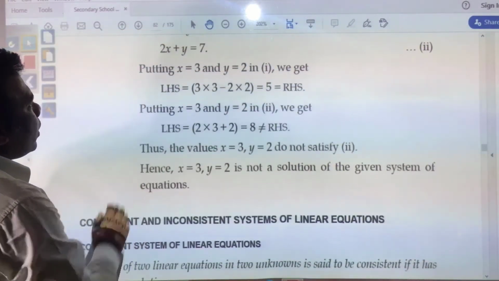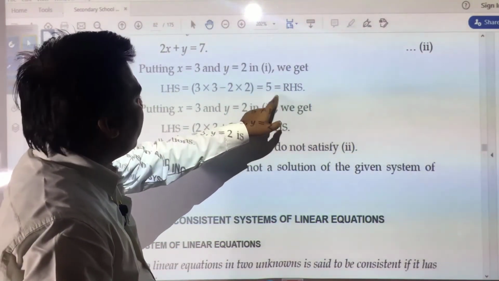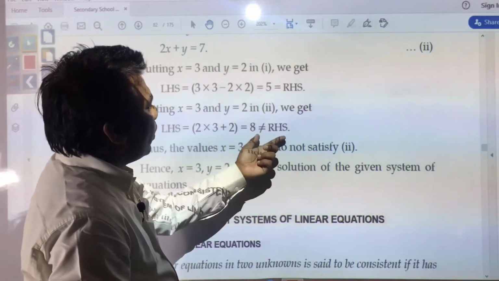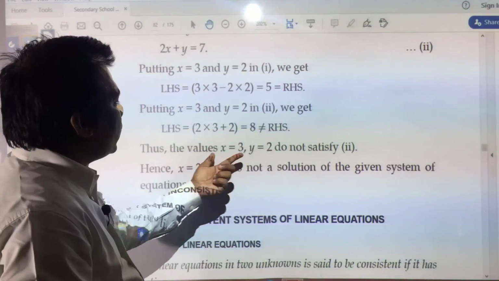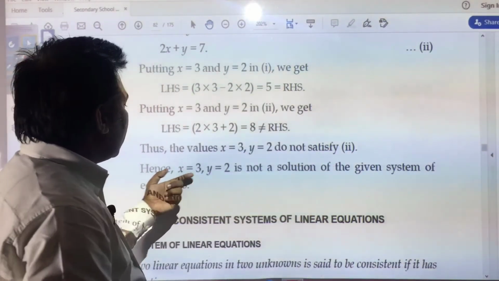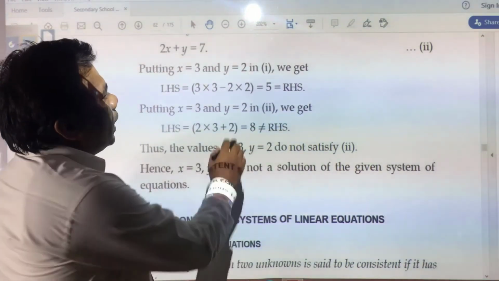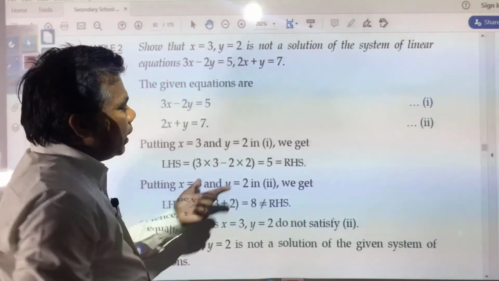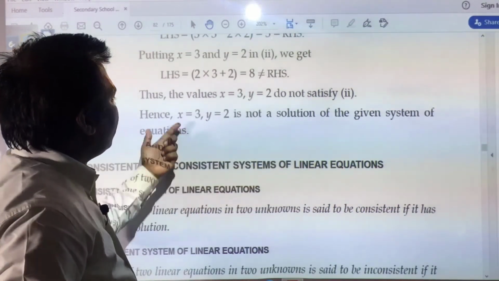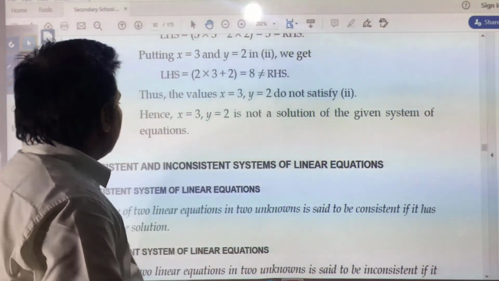Here x is equal to 3 has been put, y is equal to 2, and in the first equation you have got RHS 5. Putting in the second equation you have got 8, and that is not equal to RHS. So, thus the values x is equal to 3 and y is equal to 2 do not satisfy equation 2. Hence, x is equal to 3, y is equal to 2 is not a solution of the given system of equations. It is satisfying one equation, but the other equation is not getting satisfied, and that is why this is not a solution of the given system of linear equations.